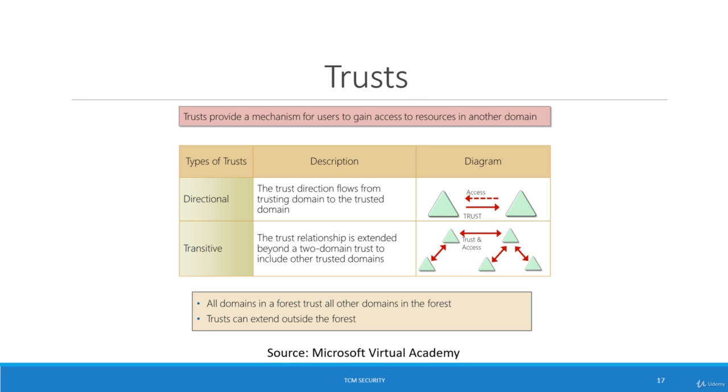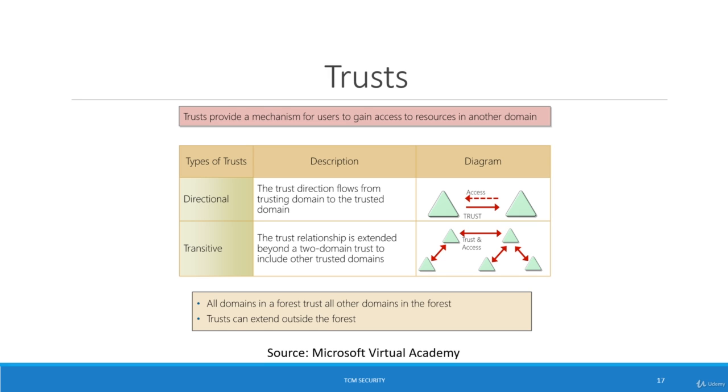Now, trusts are how we have access between resources. Now, you can see that there is directional trust and transitive trust. So if we have directional trust, we have to have trust from one domain to the other domain. Okay, so it flows from a trusting domain to a trusted domain. Now, if we have transitive trust, then we have a trusting domain and a trusted domain, but it also trusts everything that that domain trusts. So if there's other trees or if it's in a forest, then it trusts everything that trickles down.